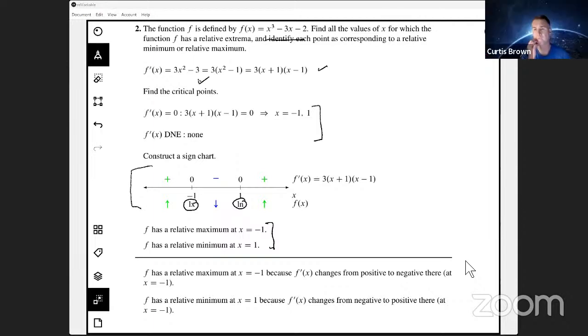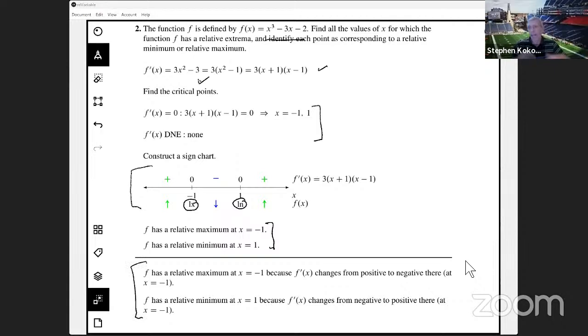Can students draw a sign chart? Absolutely. They don't need one, but they can use one. But they must write something like the following. f has a relative maximum at x equal -1 because f prime changes from positive to negative there. So they must write something.